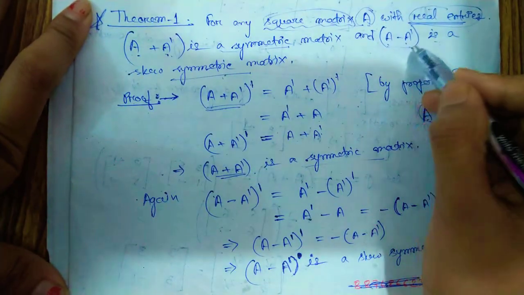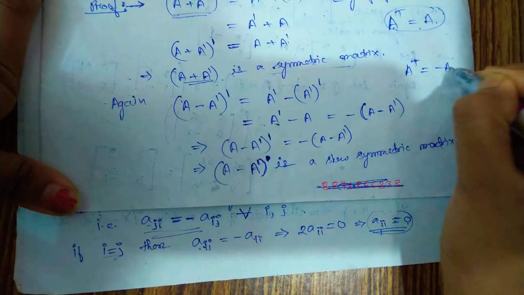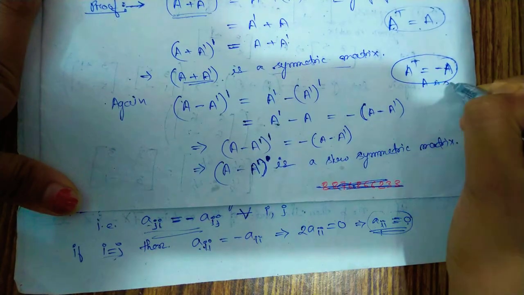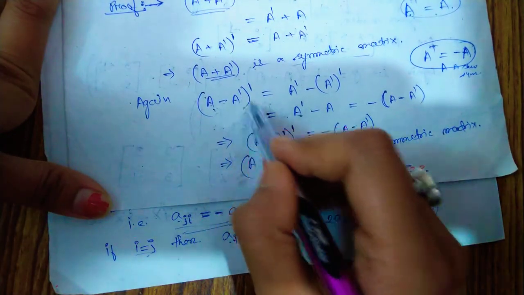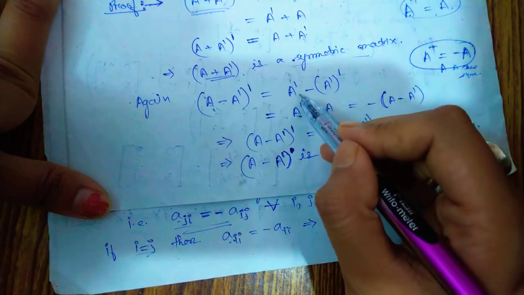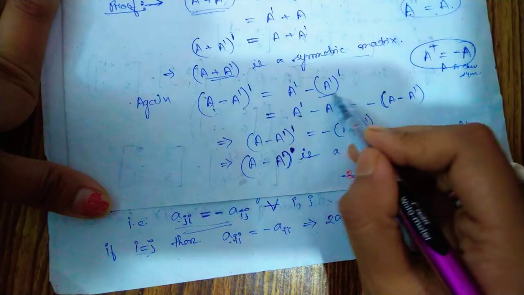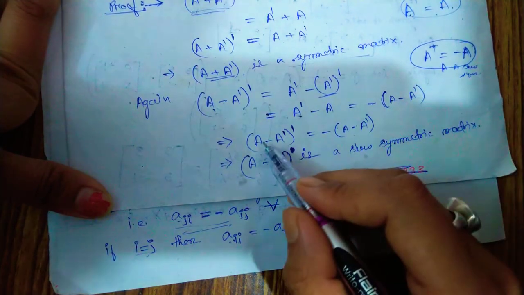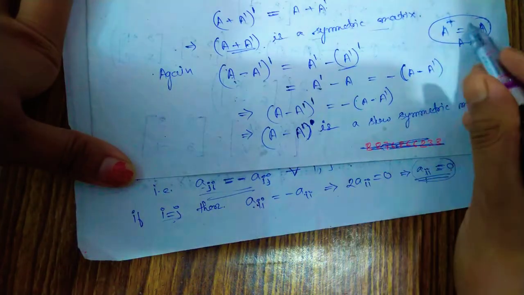Next, we have to show that A minus A transpose is a skew symmetric matrix. A matrix is skew symmetric if A transpose equals minus A. If this condition is fulfilled, then the matrix is skew symmetric. So we take A minus A transpose whole transpose, using the transpose properties: A transpose minus A transpose transpose, which is A transpose minus A. Taking minus common, it is minus of A minus A transpose. So A minus A transpose whole transpose equals minus of A minus A transpose. This condition is fulfilled.